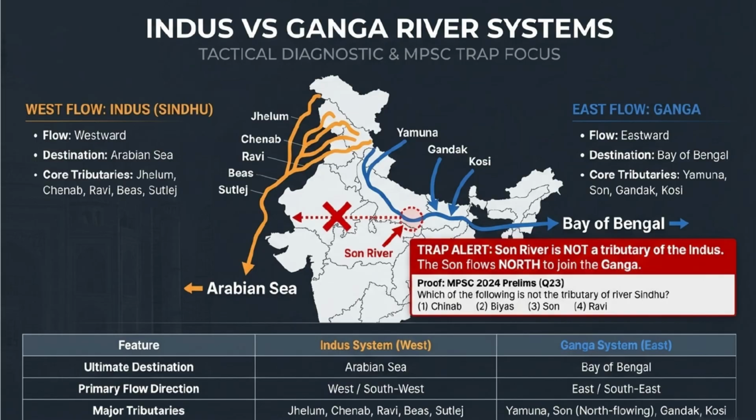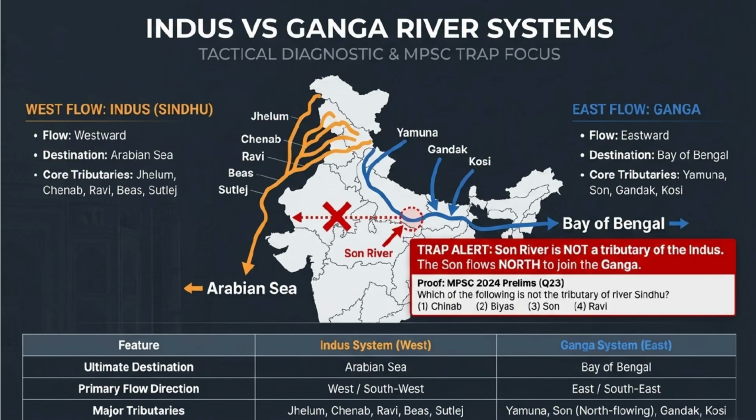Now comes the real trap. Look carefully at this question. Which of the following is not a tributary of the Indus River? Chenab, Beas, Ravi, or Son? Pause and think. This is where most students make a mistake. They see familiar river names and choose incorrectly.